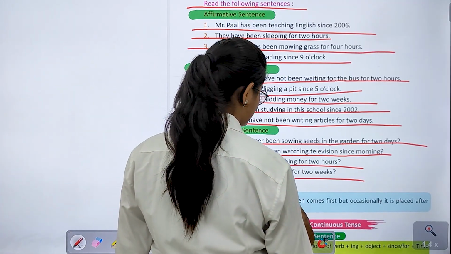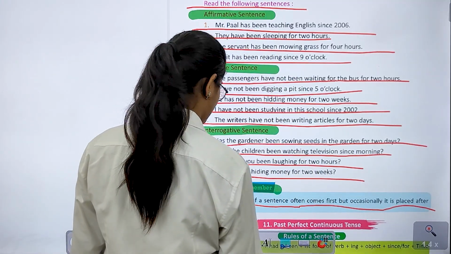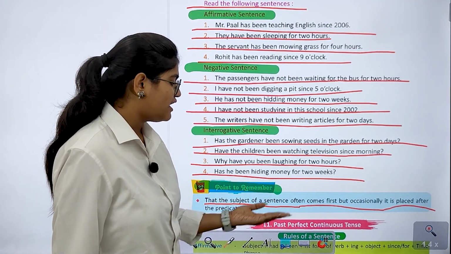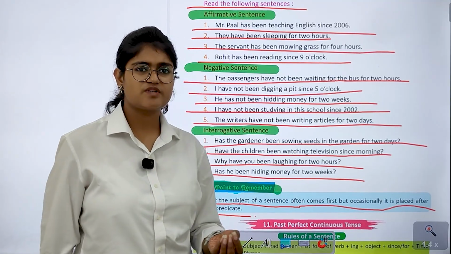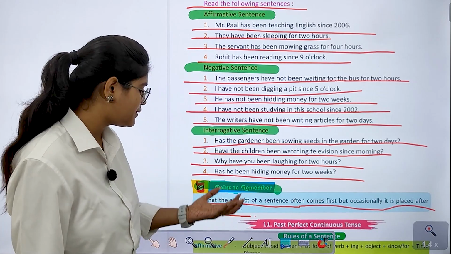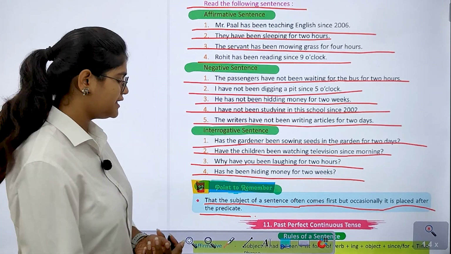That the subject of a sentence often comes first, but occasionally it is placed after the predicate. कि जो सब्जेक्ट है सेंटेंस का वो हमेशा पहले आता है, बट एक्सेप्शनली ऐसा हो जाता है कि जो सब्जेक्ट है वो प्रेडिकेट के बाद भी हम कभी कभी प्लेस कर सकते हैं.